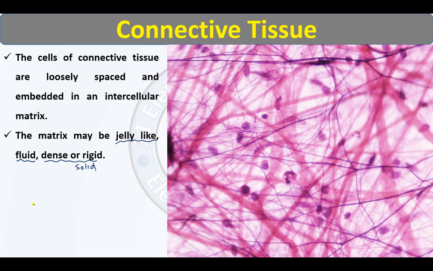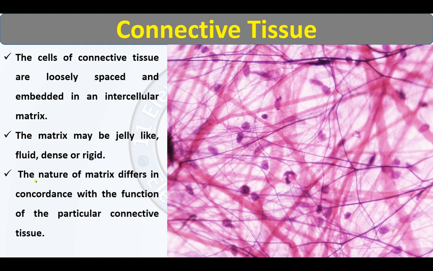Right, for example, suppose I am having two examples of connective tissue: blood and bone. Both of them are connective tissues, but in blood the matrix is fluid. In bone, the matrix is dense and rigid. Now, based upon the difference in matrix, you can clearly understand that blood is also a connective tissue, bone is also a connective tissue, but they will have different roles to perform based upon the type of matrix which they have. So, in case of blood, it is a fluid matrix. In case of bone, it is a dense matrix. Fine.